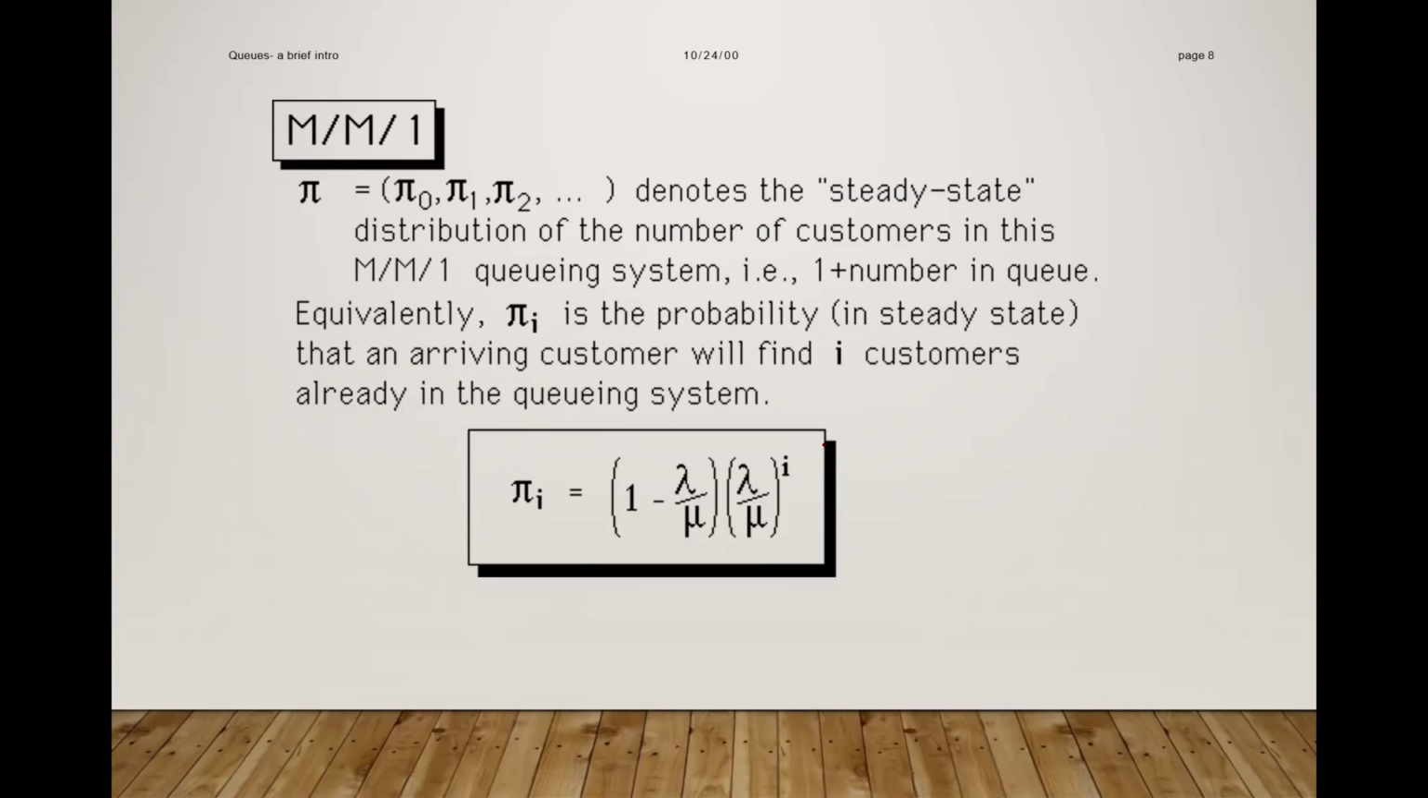This is if we assume that lambda is less than mu, so lambda over mu will always be less than 1, right? And we can take that as a probability. Okay, so that's the probability.